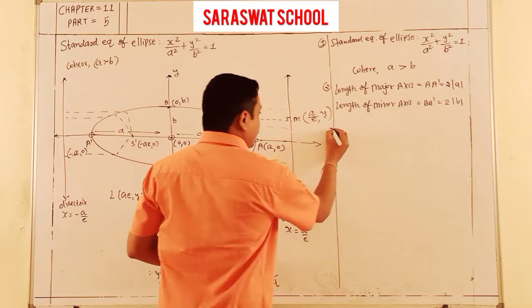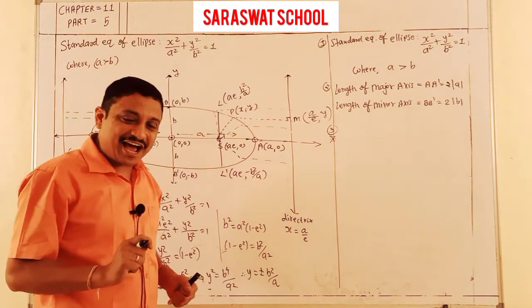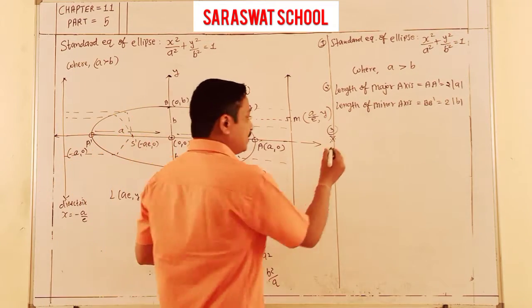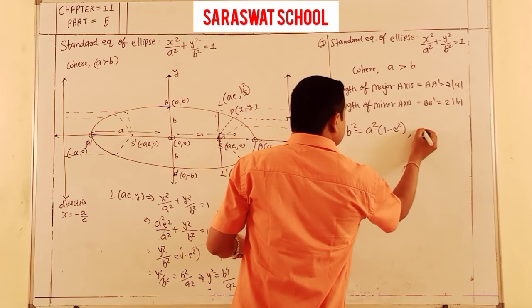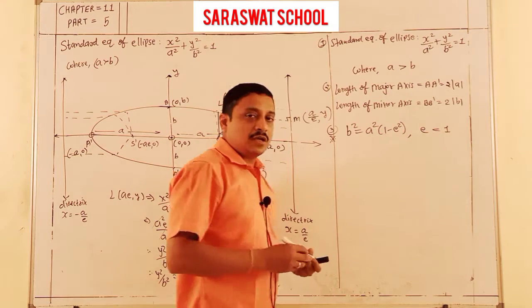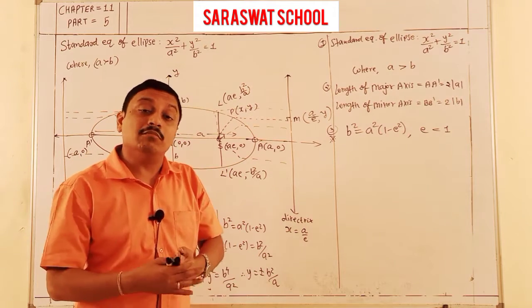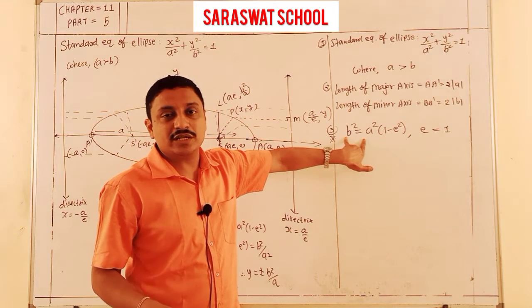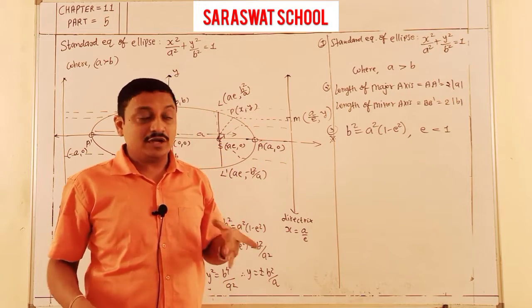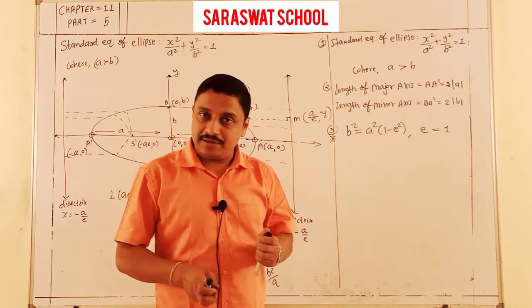The third point is the main point. Learn it by heart for every numerical, make it a star. This point is the main point: b square is equal to a square times (1 minus e square), e less than 1. Every numerical of the ellipse must use this point. b square is equal to a square times (1 minus e square). Without this, you cannot calculate any numerical of the ellipse.